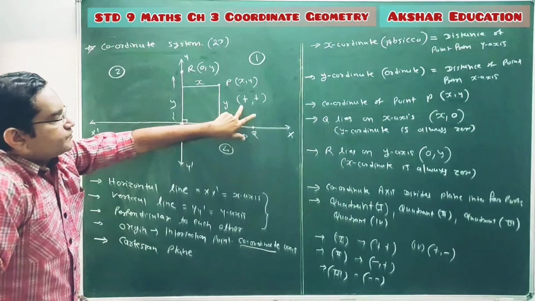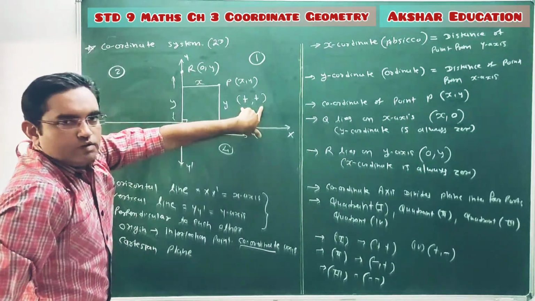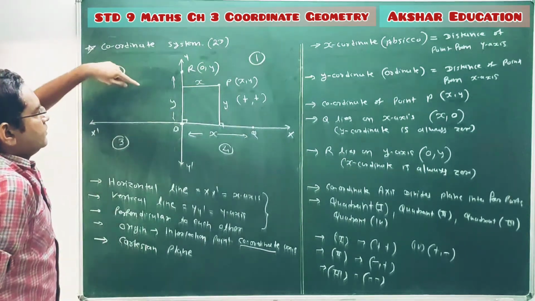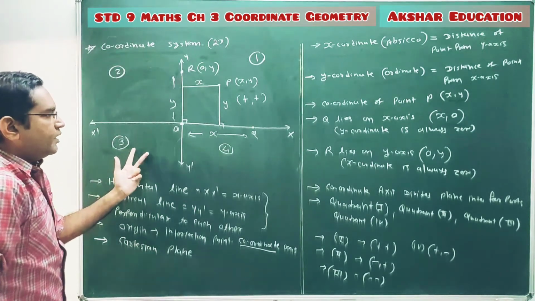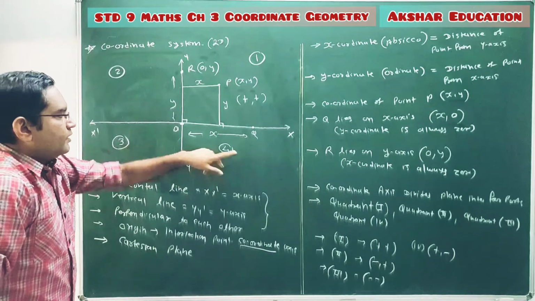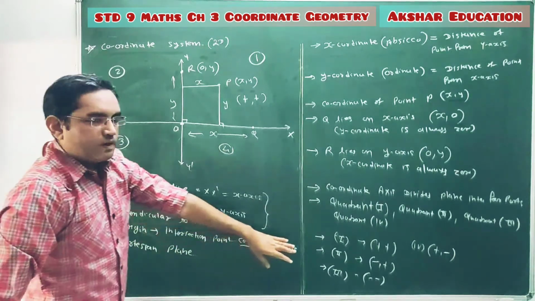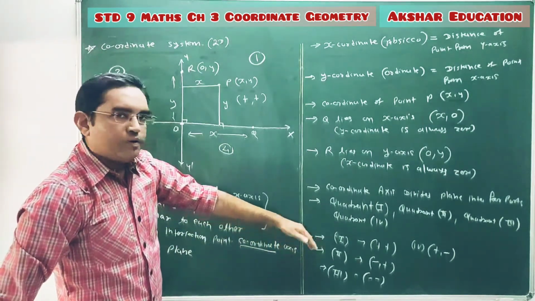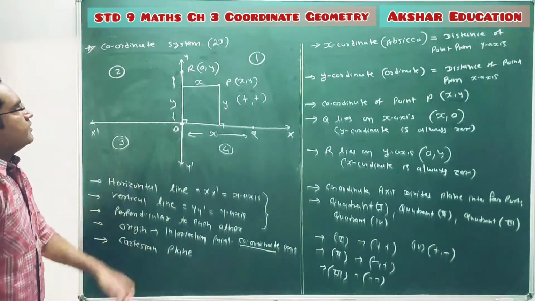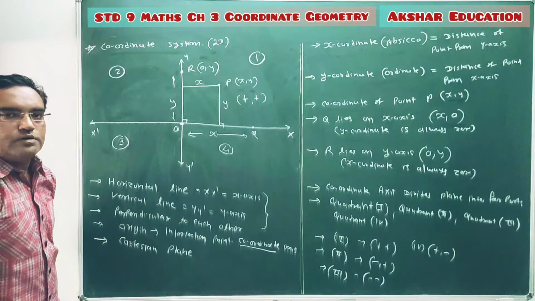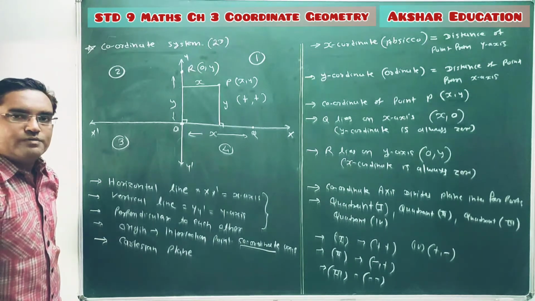First quadrant, sign of the coordinates always positive. This will be negative, positive. This will be negative, negative. And this will be positive, negative. That we will check after by doing some sums. Clear? So this is basic theory regarding this coordinate system. Clear, students? So pause the video to note it down.